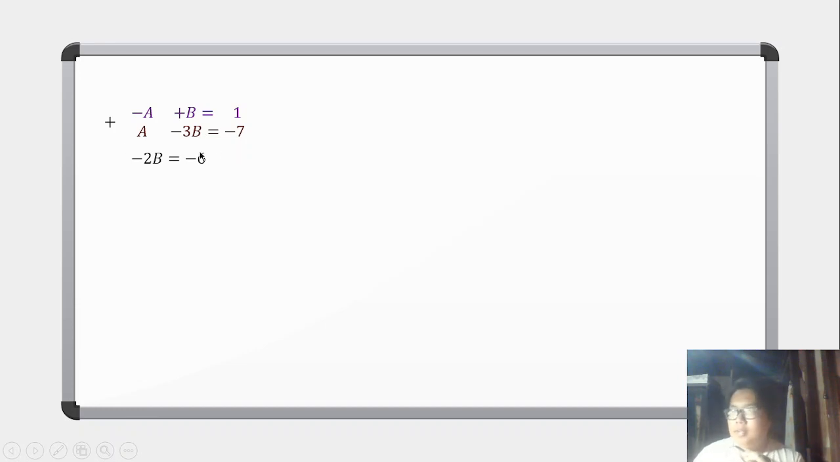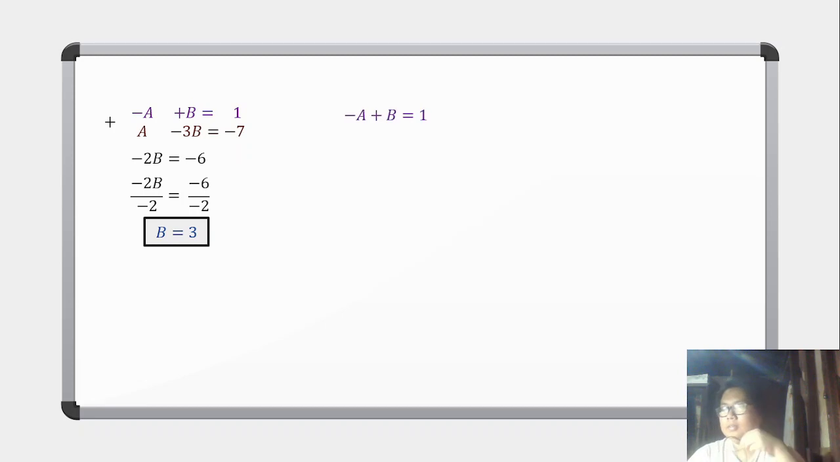So we can divide both sides of the equation by negative 2. So we have our b value, which is equal to 2. So what we're going to do next is this b value is going to be substituted on our equation a here. So we have negative a plus 3 is equals to 1, and negative a is equals to 1 minus 3, and so equals to negative 2. So dividing both sides of the equation by negative 1, so our a is equals to 2.